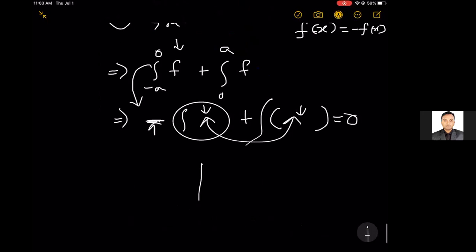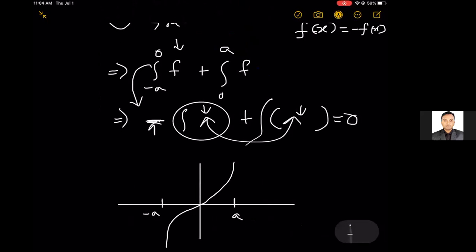The graphical representation might look like this. If you are integrating from negative a to a, this one and this one behave the same, right? But since this is negative values of x, you can see it's also giving you negative values of y because it's below the x-axis. And I'm saying that this part and this part are equal. So you can clearly see this will cancel out and give us a 0, right?